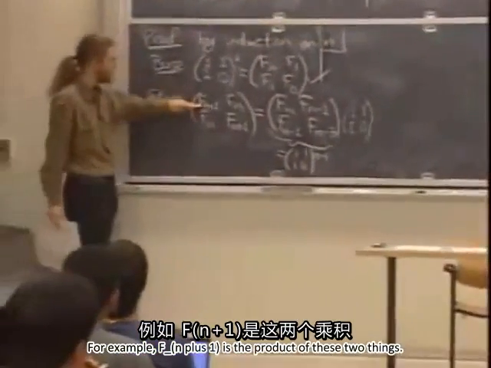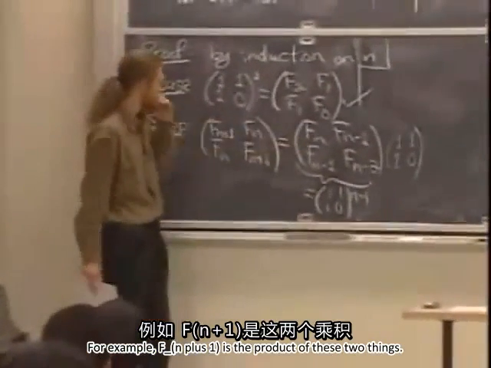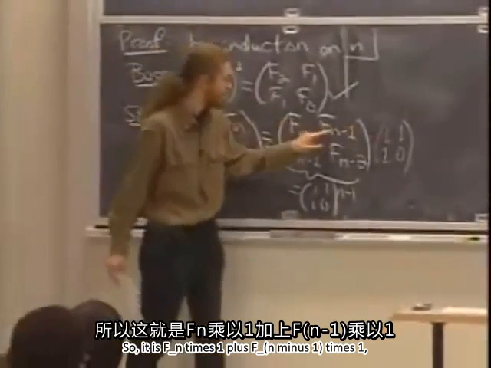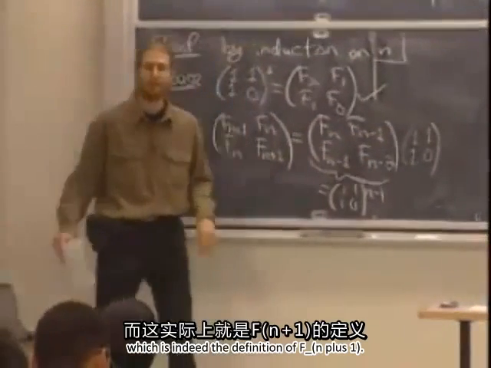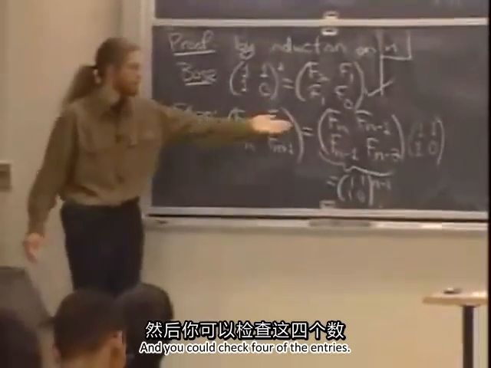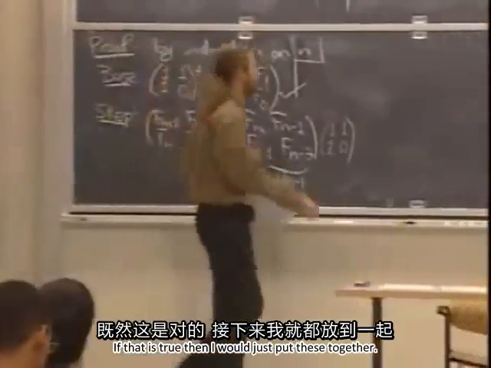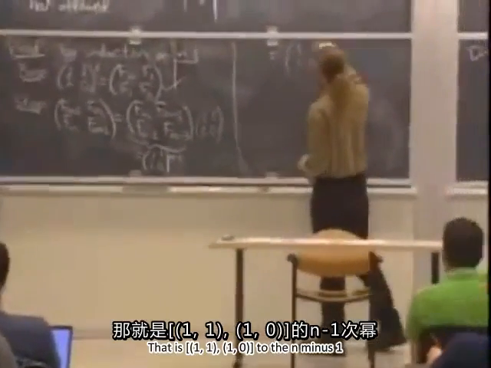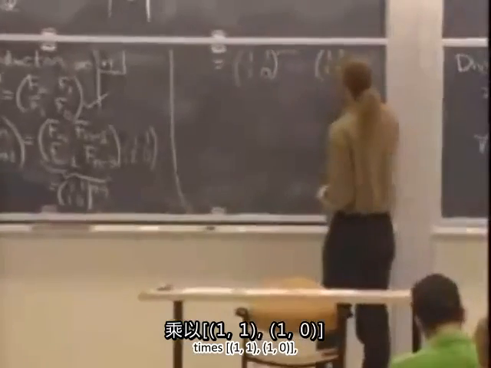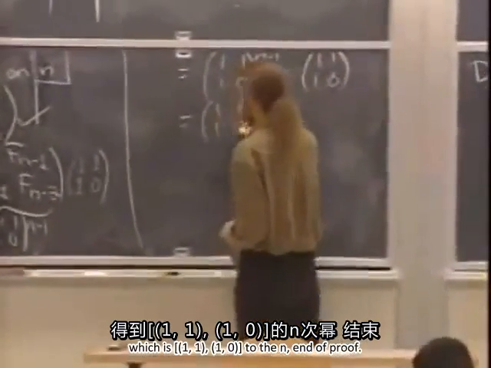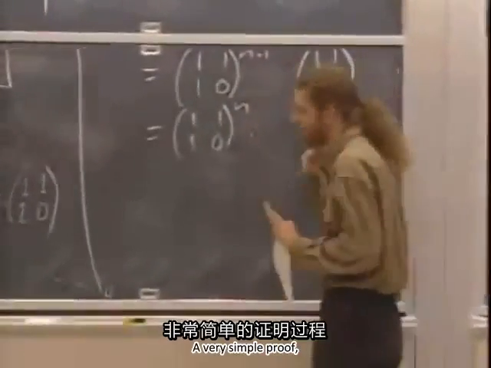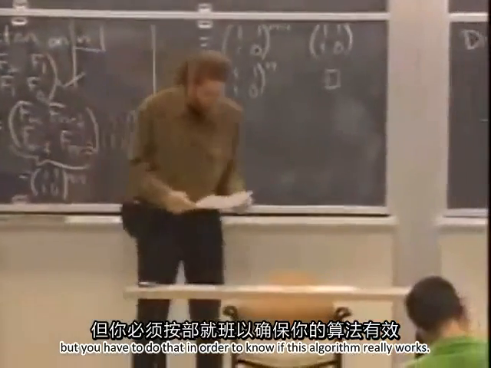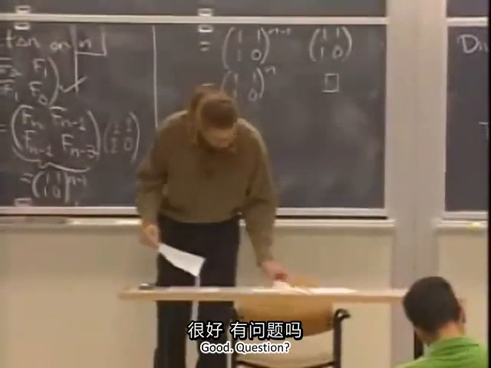So, for example, fn plus 1 is the product of these two things. So it's this row times this column. So it's fn times 1 plus fn minus 1 times 1, which is indeed the definition of fn plus 1. And you could check all 4 of the entries. This is true. Great. So if that's true, then I just put these together. That's 1, 1, 1, 0 to the n minus 1 times 1, 1, 1, 0, which is 1, 1, 1, 0 to the n. End of proof. So very simple proof, but you have to do that in order to know that this algorithm really works. Good.